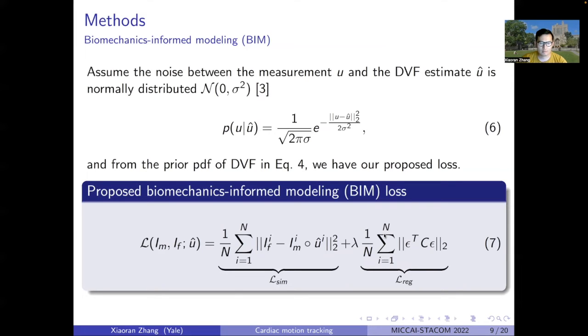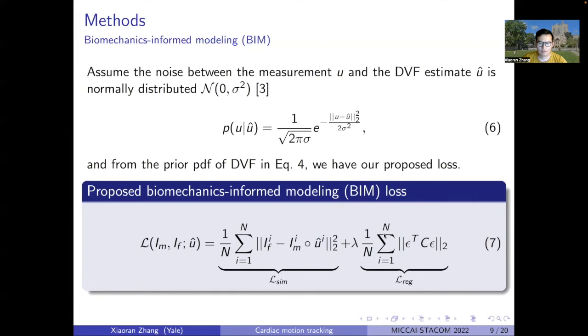As the ground truth measurement U is hard to acquire, we utilize the image dissimilarity between the transformed image I_M warped by Û and the reference image I_F to evaluate the difference of Û with the ground truth motion field. From the prior PDF of the DVF in equation 4, our proposed method can be written as in the following, where n here is the number of samples.